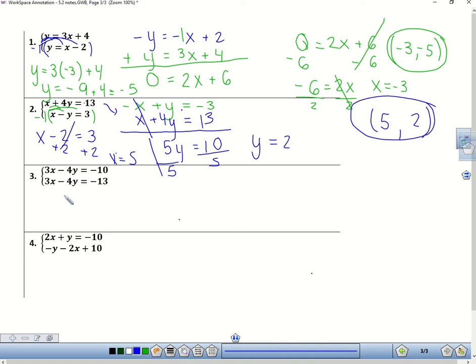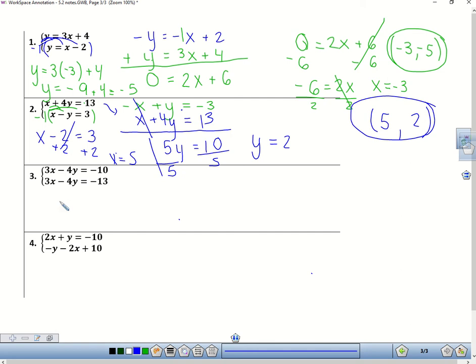Alright, so let's try the next one. Before you multiply anything by a negative, you want to first check if anything can be canceled out without doing that. So what is 3x plus 3x? 6x. What's negative 4y plus negative 4y? Negative 8y.